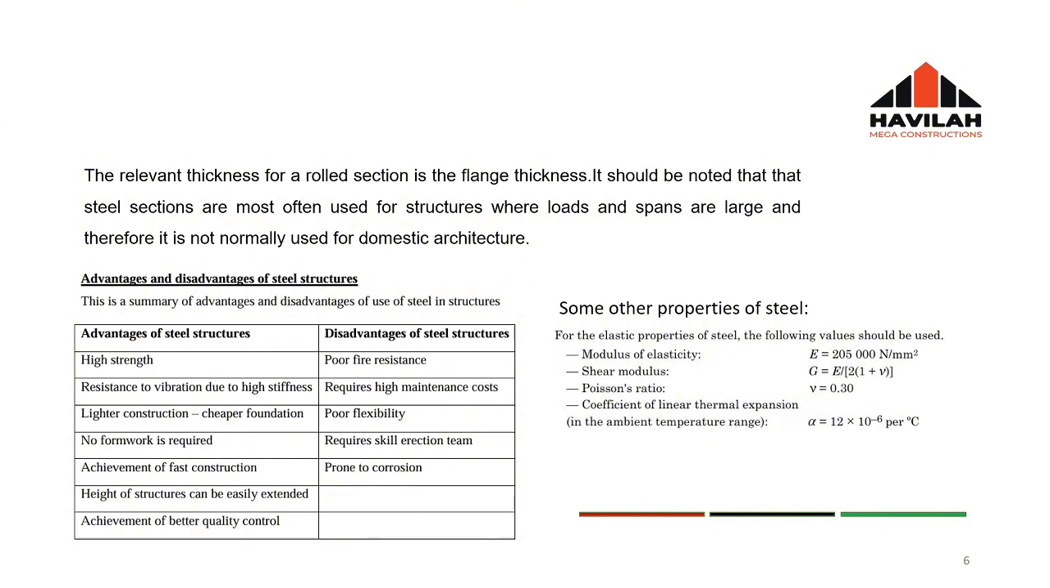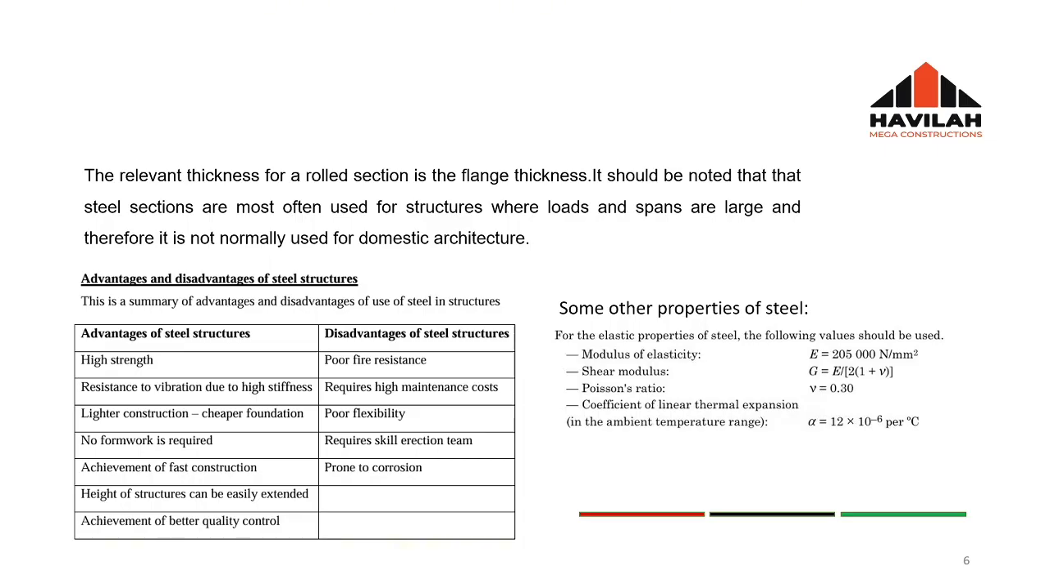It should be noted that steel sections are most often used for structures where loads are large, and where you have large spans, you use your steel sections there. It is normally not used for domestic architecture. That's true. For small buildings, where you find steel structures are usually large span buildings and buildings that have very high loads to be sustained or supported.